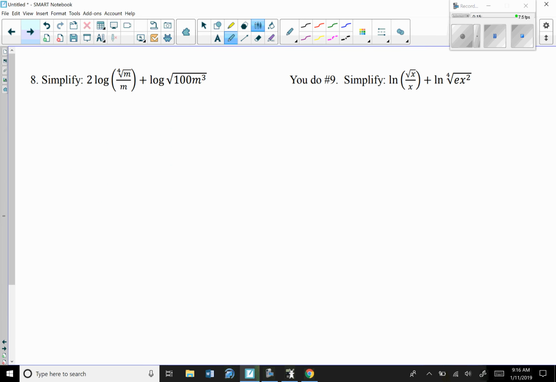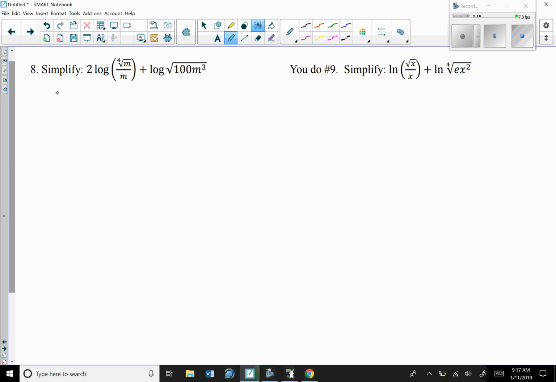Looking at the next one, we're simplifying 8 and 9. So simplifying, again, means the same thing. When you're trying to simplify, you want to try to write it as a single log and get it down to one expression. So for this one here, the first thing I would notice is I have these radicals. So a lot of times I feel like it's a lot easier to write a radical as a fractional exponent.